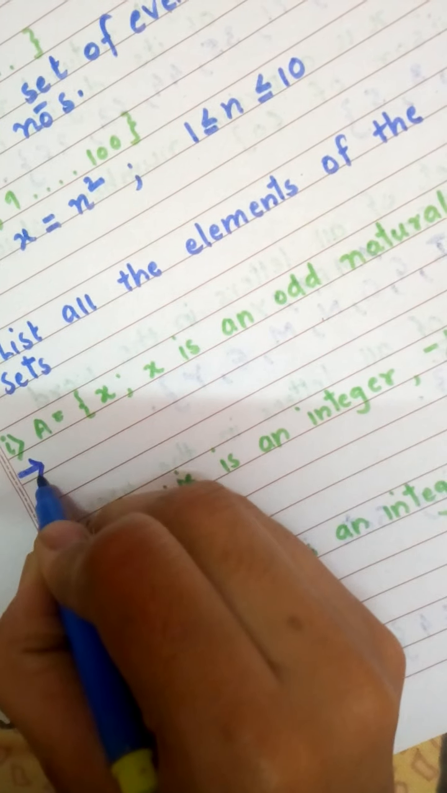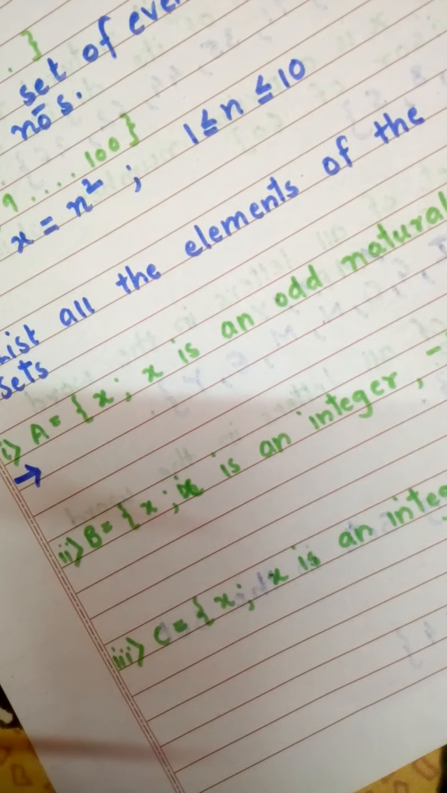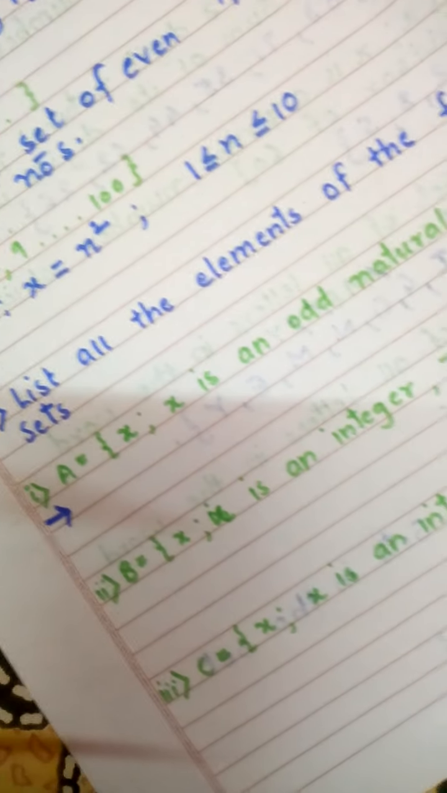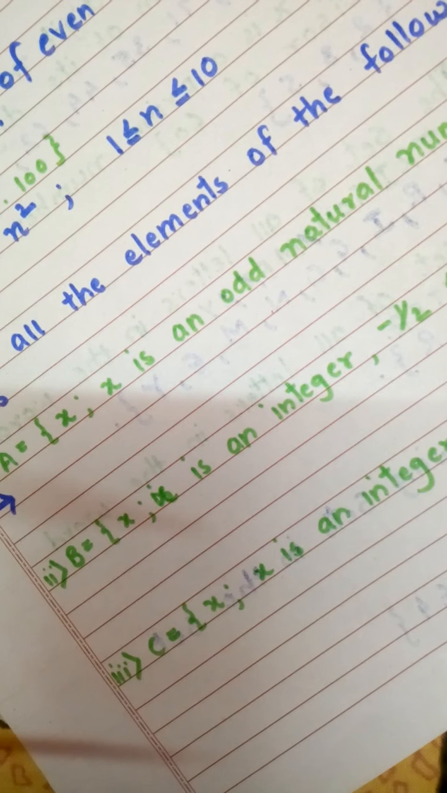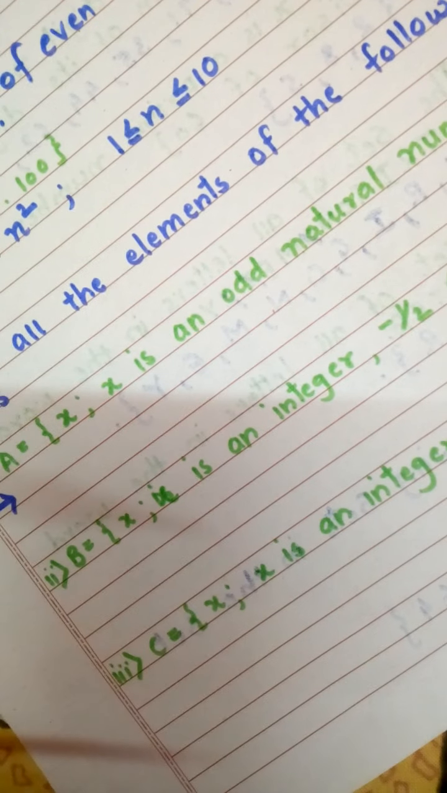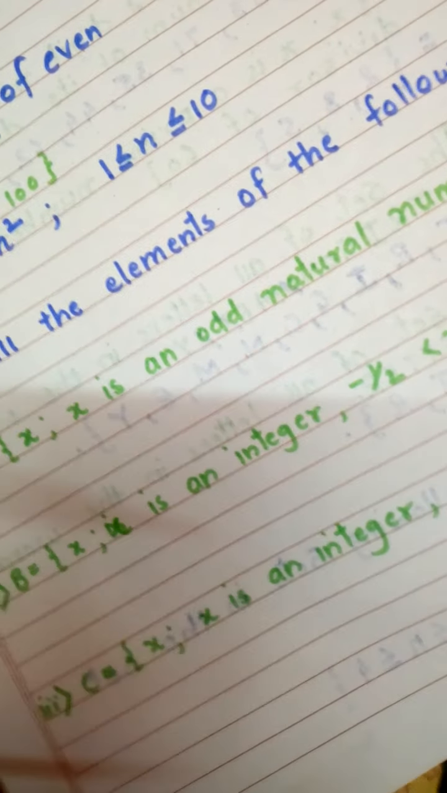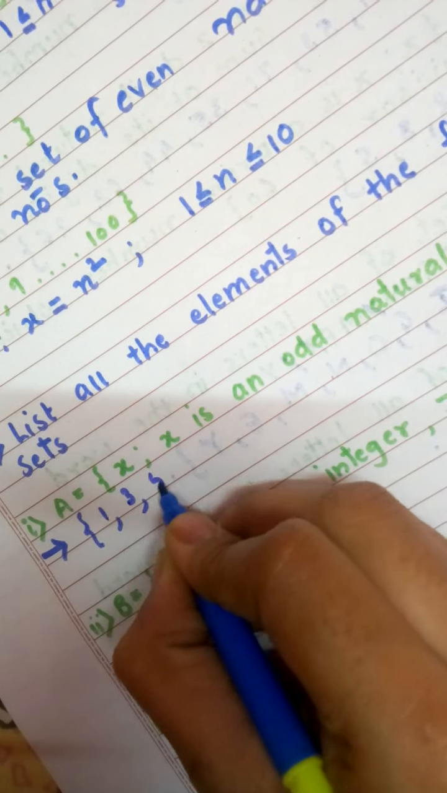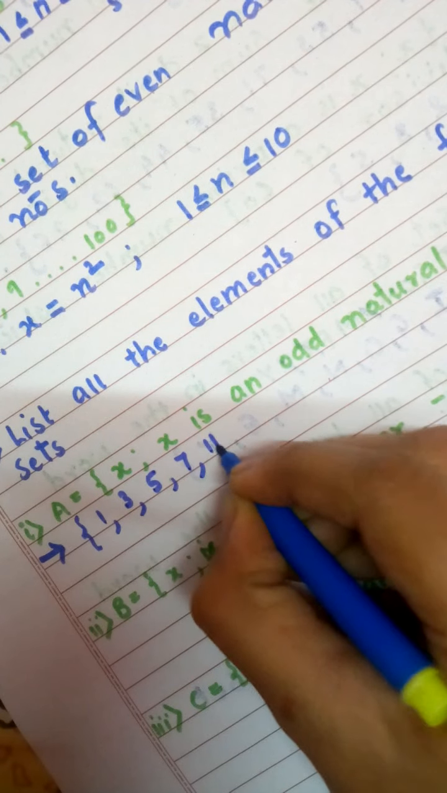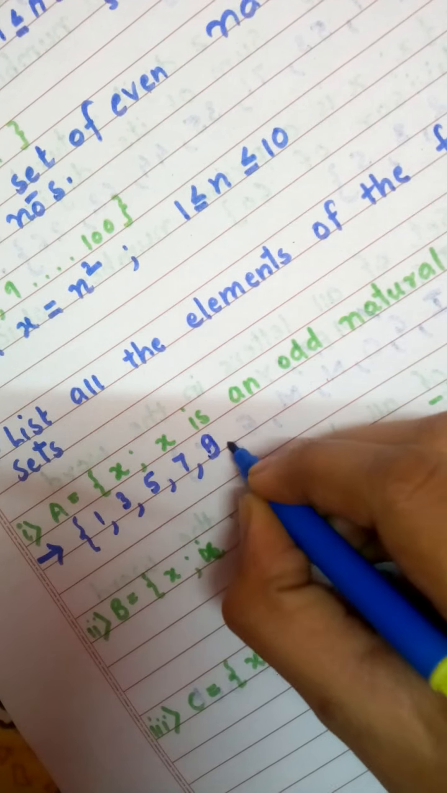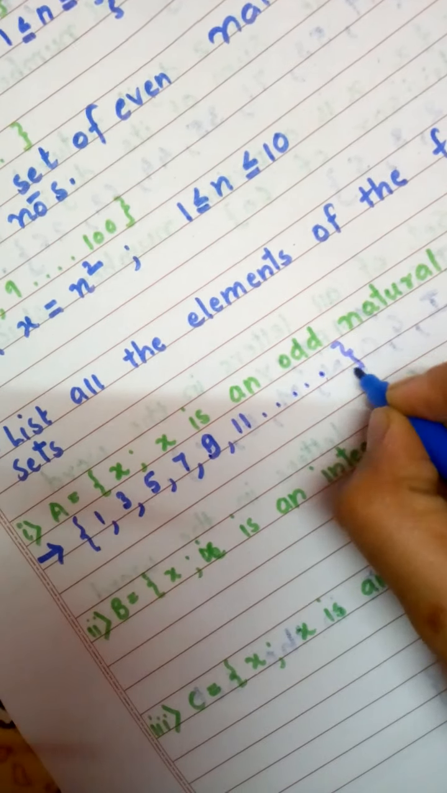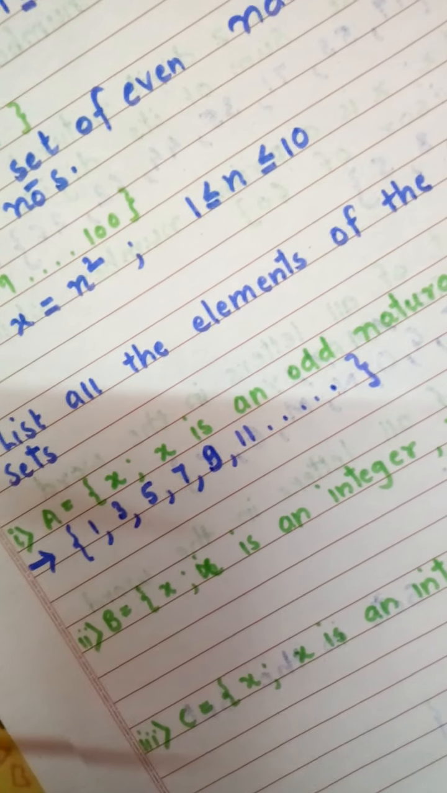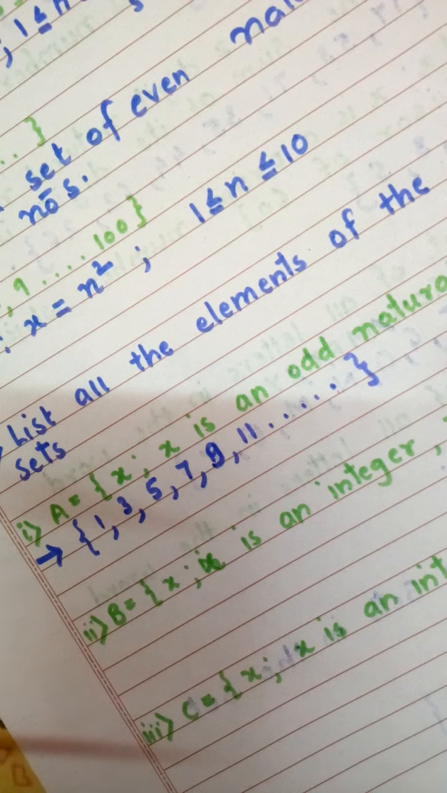Okay, so now first question, it says that A equal to x such that x is an odd natural number. Okay, now what are natural numbers? We know natural numbers are 1, 2, 3, 4, 5, 6, 7, 8, 9, 10 and so on. Now but it has to be odd. Okay, so odd meaning 1 will come, then 3 will come, 5 will come, 7 will come, sorry, 9 will come, 11 will come, and so on. Okay, and if even natural numbers had been given, we would have written it as 2, 4, 6, 8, 10 and so on.